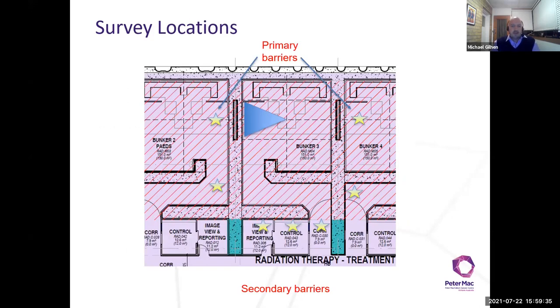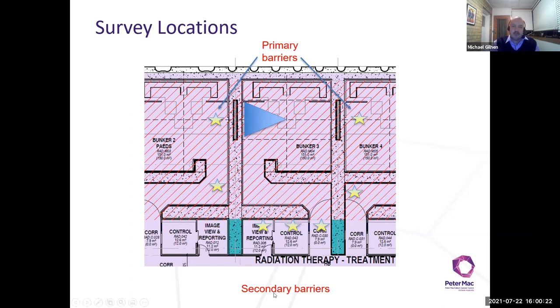So what are these barriers that Valerie and I have been talking about? Well, the primary barrier, this is the floor plan of our centre close to Melbourne city centre. And what you can see here is the concrete walls and the steel plates. And these locations here are our primary barriers, because the radiation beam, the gantry can rotate around and the beam is going to hit these walls. So we call these the primary barriers. Bear in mind also that the radiation beam can be orientated towards the floor and the ceiling. So we also need to consider who is working below this bunker and who is working above this bunker.